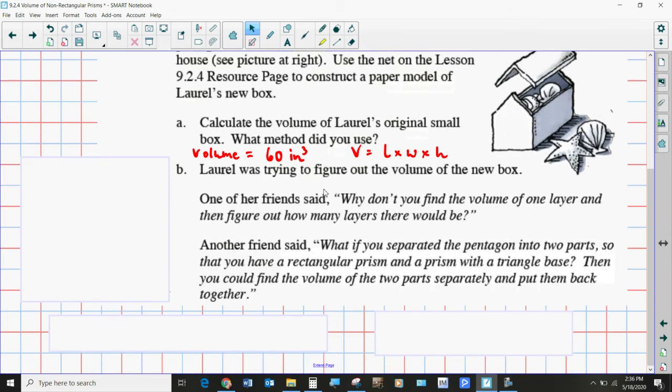All right, now Laurel was trying to figure out the volume of this new box that has the pentagon base. One of her friends said, why don't you just find the volume of one layer and then figure out how many layers there will be? The hard part about that is, okay, where do you start with your layers? And so that's where I always say, when you're dealing with a prism, the prism is named for its base. So this technically is a pentagonal prism.